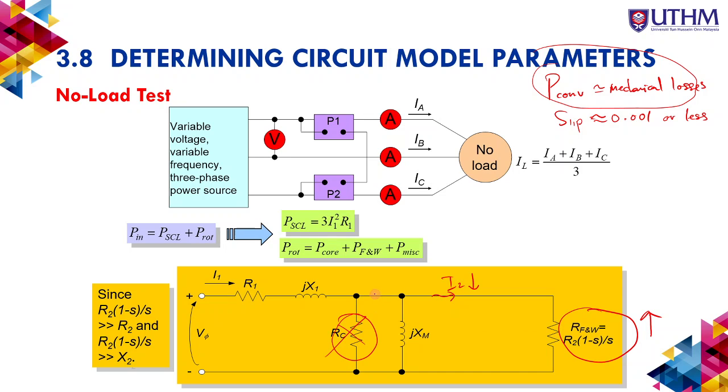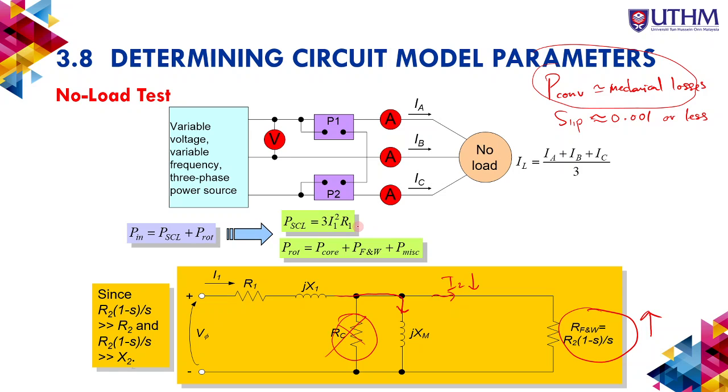So the current flow, I can say, is directly to the magnetizing current, the magnetizing component. So R2 is negligible. Then the stator copper losses are given. So this is the stator copper losses.